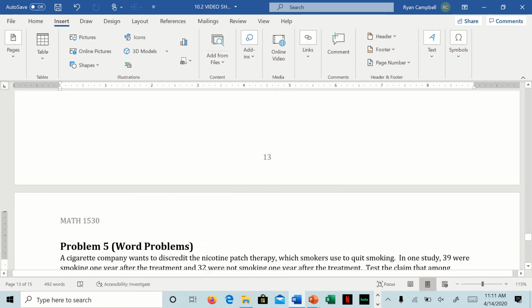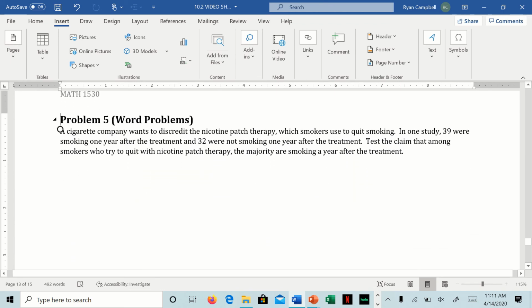All right. Last example. A cigarette company wants to discredit a nicotine patch therapy. The nicotine patch therapy states that it's basically what helps smokers quit smoking. So in one study, 39 were smoking 1 year after treatment and 32 were not smoking 1 year after treatment. Test the claim that among smokers who try to quit with the nicotine patch therapy, the majority are smoking a year after treatment.